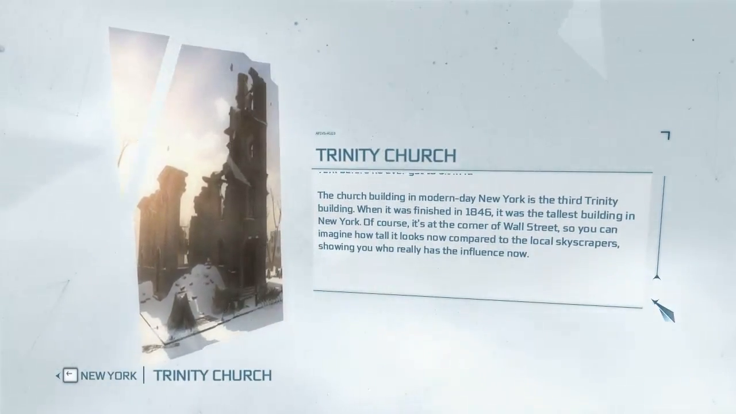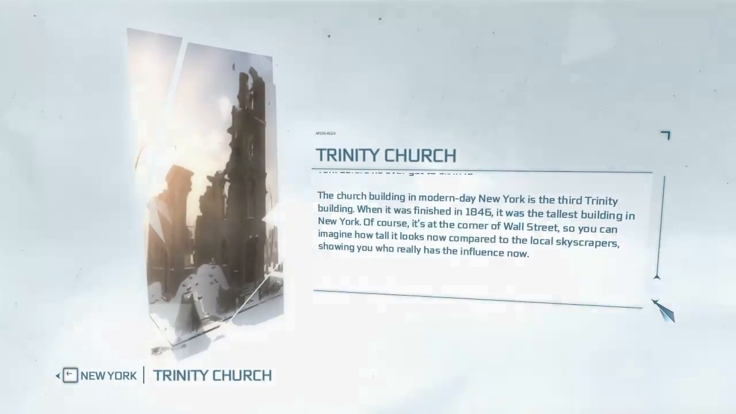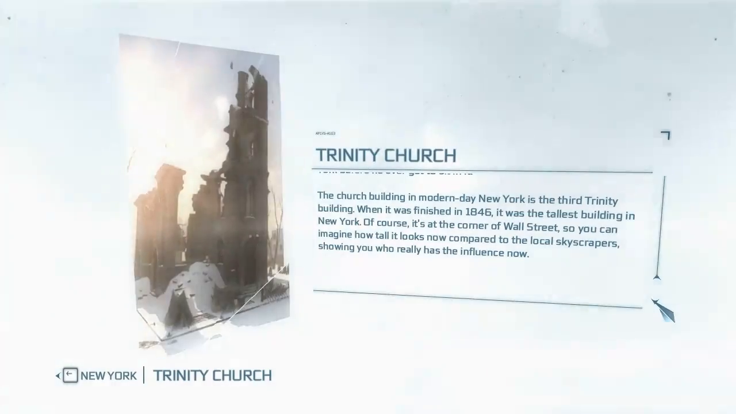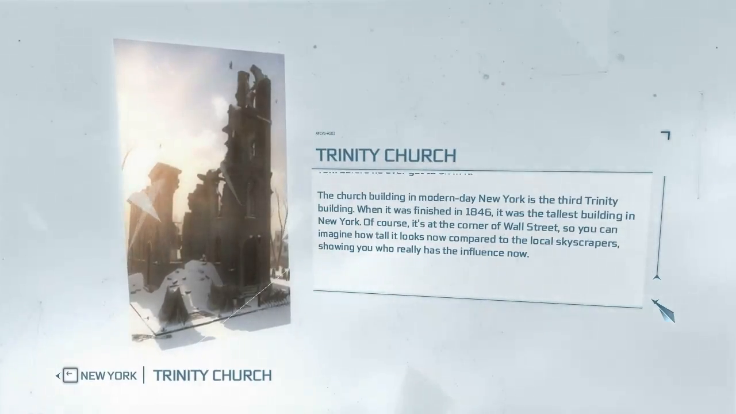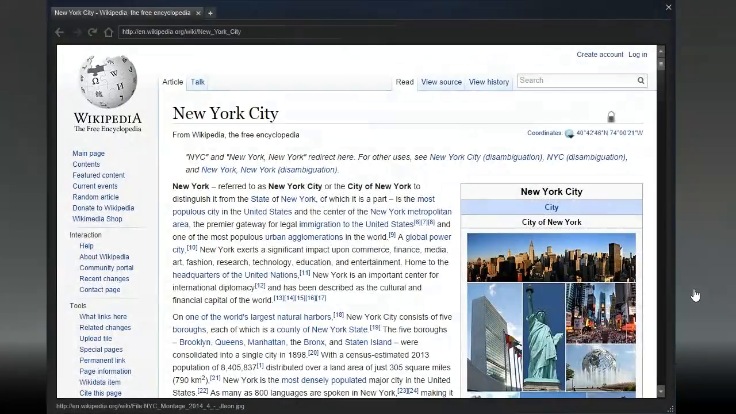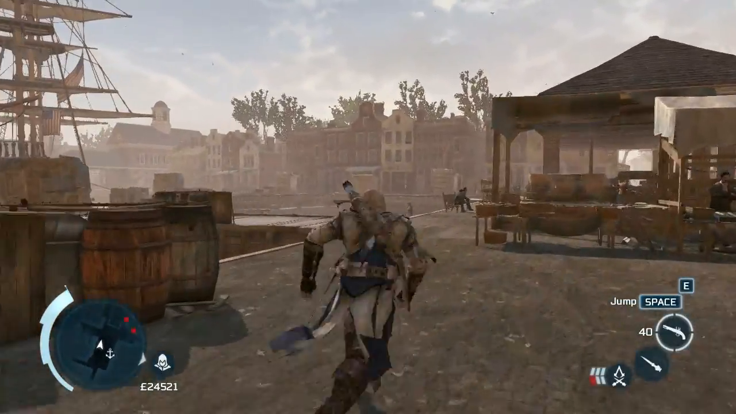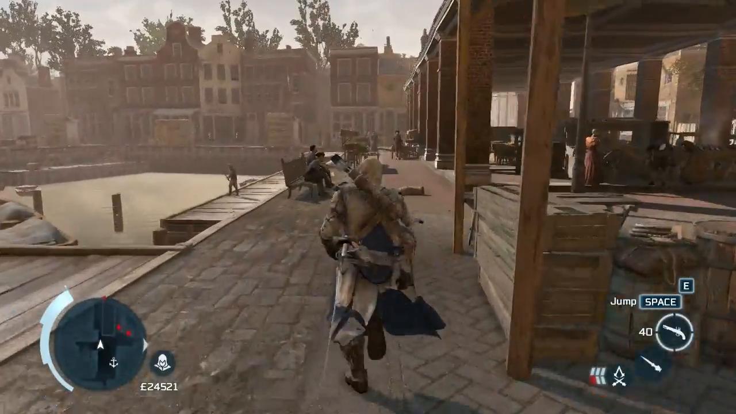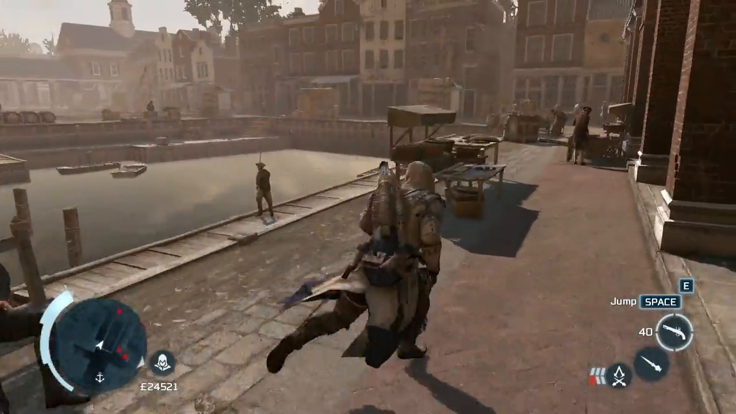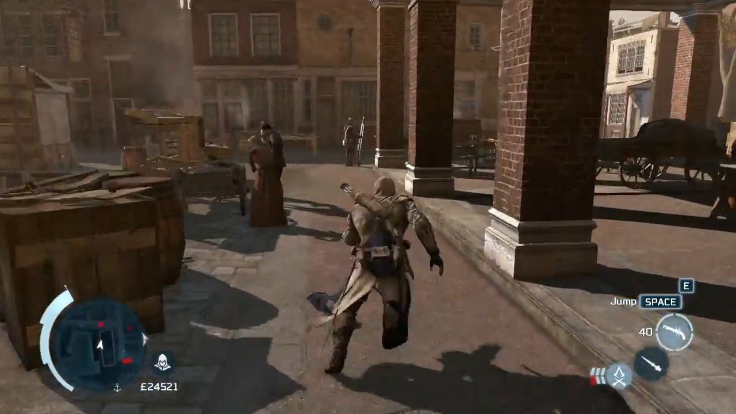The church building in modern-day New York is the third Trinity building. When it was finished in 1846, it was the tallest building in New York. Of course, it's at the corner of Wall Street, so you can imagine how tall it looks now compared to the local skyscrapers. Maybe we can find it in the game. Although, as that description helpfully tells us, it's a ruin in the game, and it's not even the building we see in New York today.